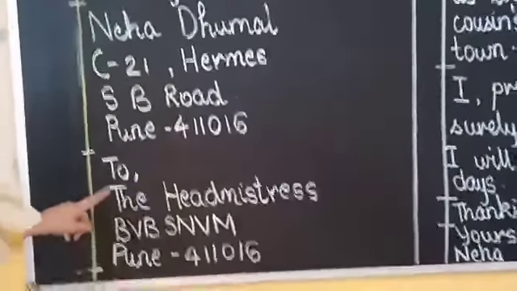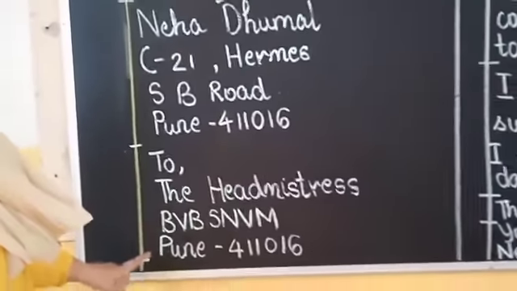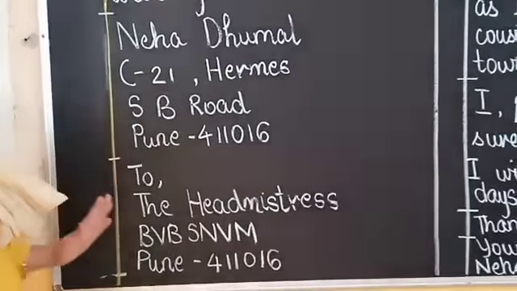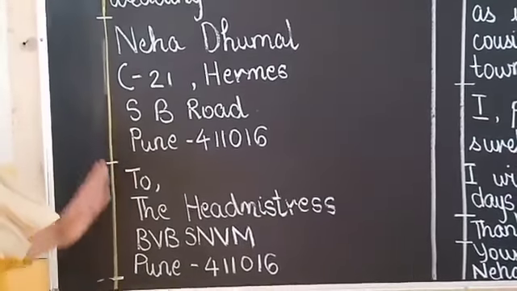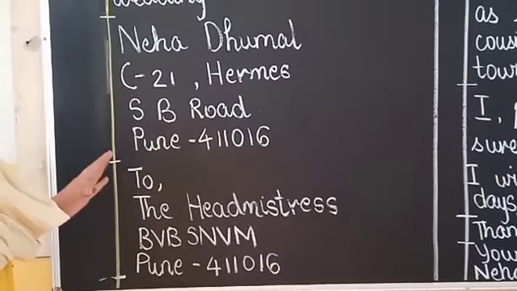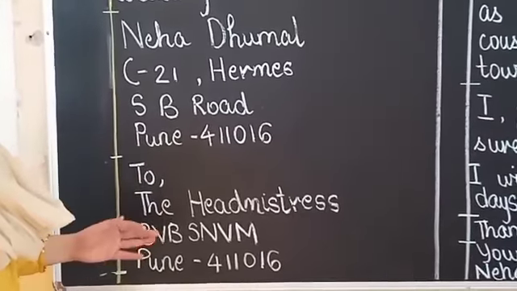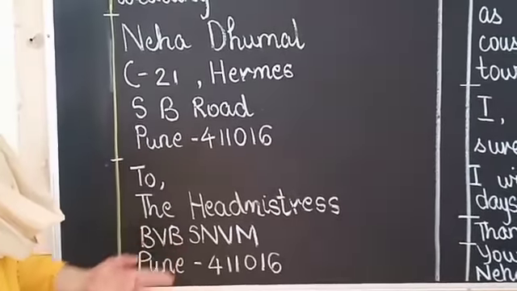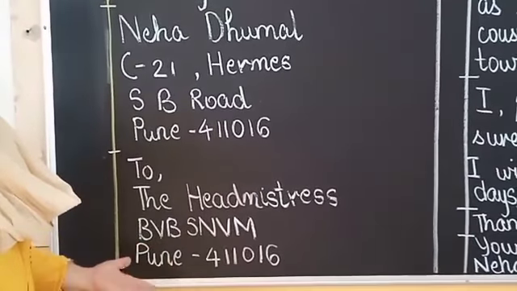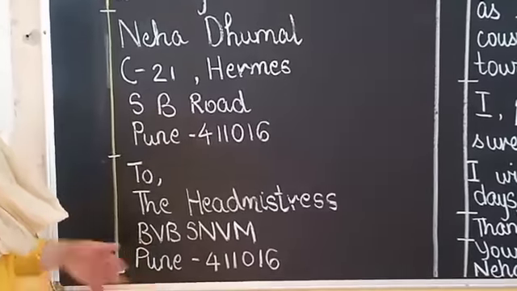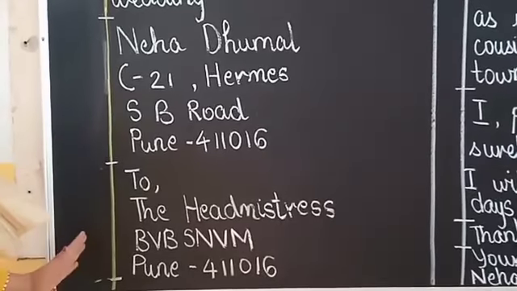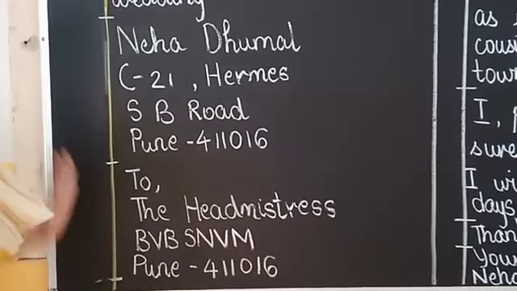Now we have finished with the receiver's address, that is the principal's address. It is not necessary that you will always be writing the letter to your school principal. A formal letter can be written to anybody who is in authority. You can write a letter to your class teacher, or to any government office complaining about some road issue or water supply issue or electricity issue. It can be anything. So this letter can be written to anybody who is in authority.